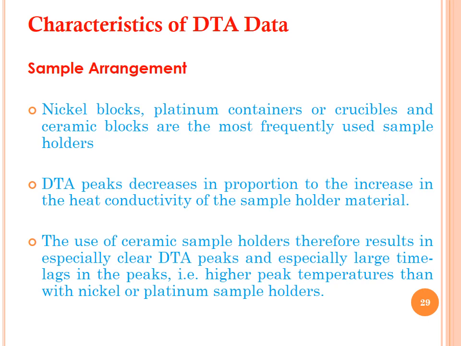Sample arrangement may affect the DTA data. Nickel blocks, platinum containers, alumina crucibles and ceramic blocks are the most frequently used sample holders. DTA peaks decrease in proportion to the increase in the heat conductivity of the sample holder materials. The use of a ceramic sample holder therefore results in especially clear DTA peaks and especially large time lags in the peaks, that is, a higher peak temperature than with a nickel or platinum sample holder. So ceramics have an advantage over the metallic types of sample holder, platinum or nickel based.